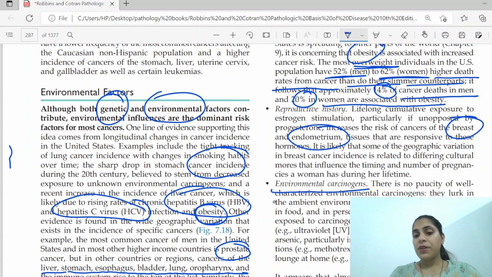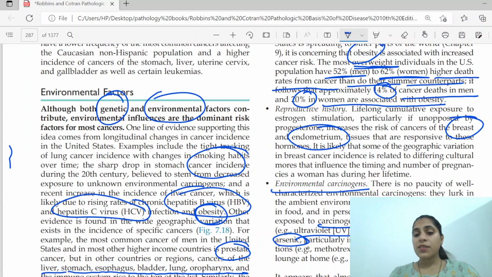Then we come to environmental carcinogens. Amongst the environmental carcinogens, especially in the workplace, if people work in factories, they are exposed to carcinogens including UV rays. Then especially in some places like Bangladesh, even the water is contaminated with arsenic.